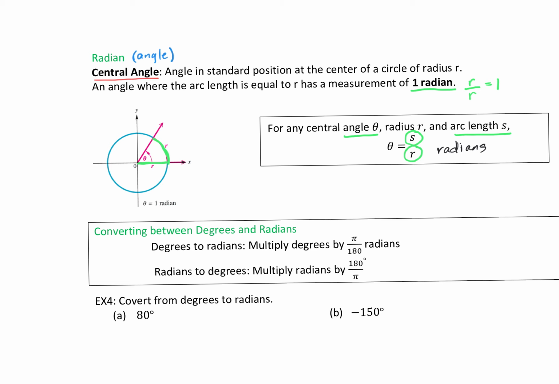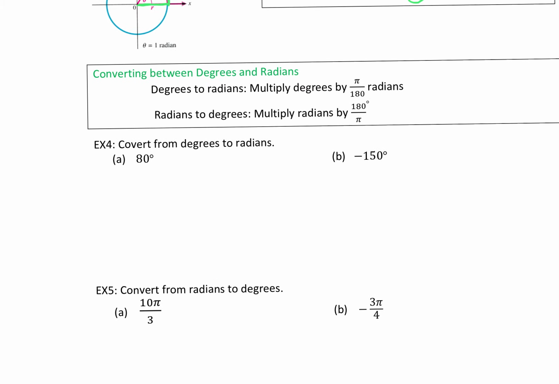When we do computations, oftentimes we have to convert from degrees to radians or radians to degrees. It depends on what the problem is, and it's a very simple conversion. To convert from degrees to radians, all you have to do is multiply by pi over 180. If you're going from radians to degrees, then you flip it and multiply by 180 degrees over pi.